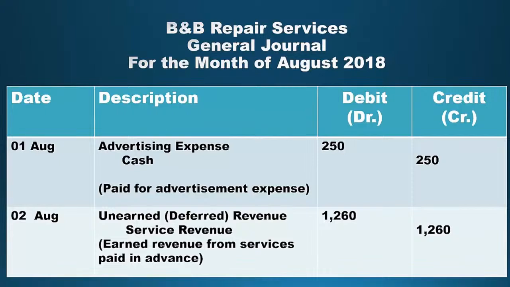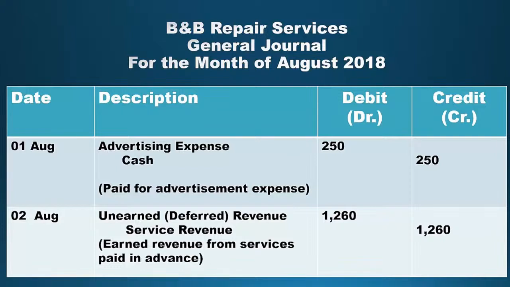Step 3. How do we record it? To record this, we debit advertising expense for $250 to show the increase in expenses. Credit cash for $250 to reflect the decrease in money. The narrative for this entry is paid for advertisement expense.